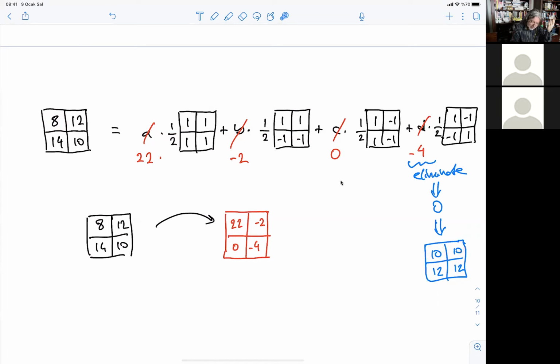12 minus 10 is again 2. Its square is 4. 4 again from here. 14 minus 12 will give me 2. Its square is 4. Again, 4 is contributed from here. And 10 minus 12 is -2. And its square is again 4. So all of these pixels will have a distortion of 4. And when I add them up, it will give me 16. 4 plus 4 plus 4 plus 4. So the distortion, it's square distortion, by the way, is equal to 16.